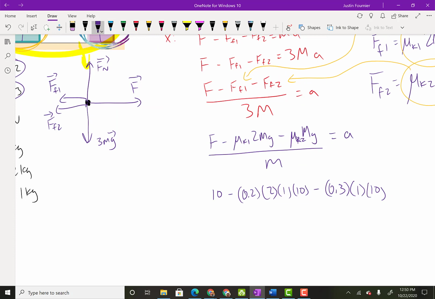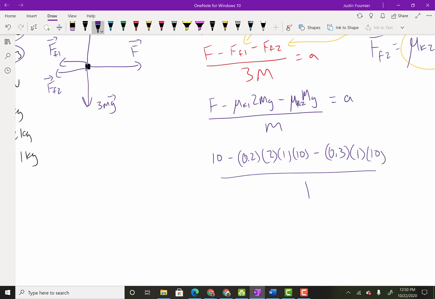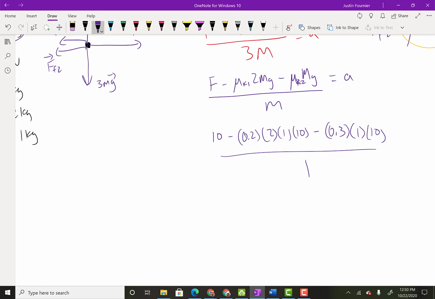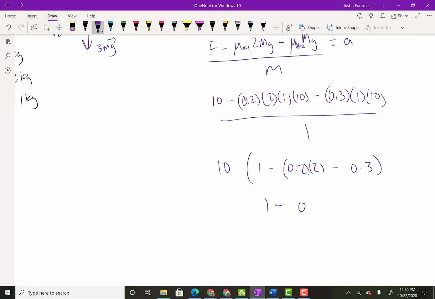All right. So all this over 1. So let's see, I could factor out a 10 out of here. So let's do 10, and then this is 1 minus 0.2 times 2 minus 0.3. So what's this come out to? 1 minus 0.4 minus 0.3. Wait, 2 times 0.2 is 0.4, I think. Let me know if my arithmetic's wrong. So I get 1 minus 0.4, minus 0.3 is negative 0.7. So all this multiplied by 10 equals the acceleration.